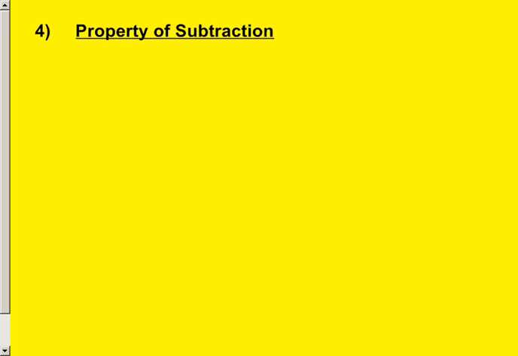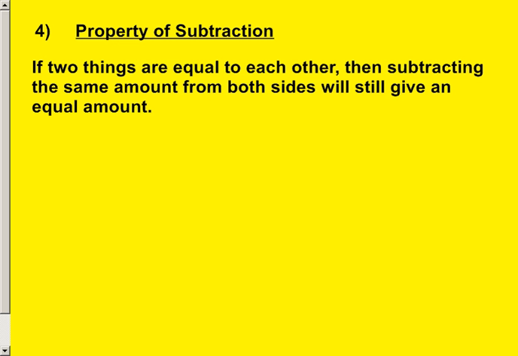Very similar to the property of addition is the property of subtraction, so I'm not going to explain this one in such great detail. Here's the definition of it. If two things are equal to each other, then subtracting the same amount from both sides will still give an equal amount. Okay, so there's our friend x equals 7 again. They are equal to each other. We may remove any amount that we like as long as we remove the same amount from both sides, and then that should still yield a different but true statement.